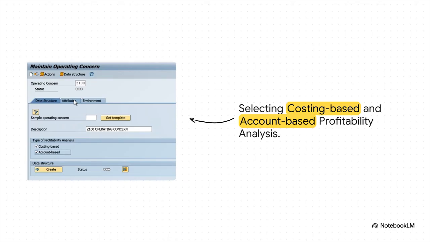Now, you might be wondering why we explicitly select both costing-based and account-based COPA. Well, doing both allows us to capture completely different layers of financial truth. Costing-based gives us that incredible flexibility we need for management reporting, while the account-based side keeps us tightly reconciled with our standard financial accounting. It's the best of both worlds.